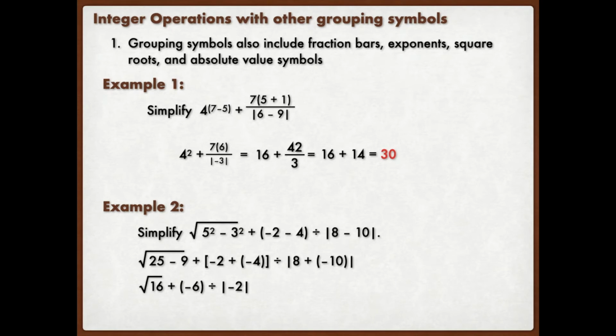Now the absolute value of minus 2 becomes a 2. The square root of 16 is 4, plus minus 6 divided by 2. So we're going to have to do negative 2, do negative 6 divided by 2, which would give us negative 3. So negative 6 divided by 2 would be negative 3. So 4 plus negative 3, so 4 minus 3 would be 1.